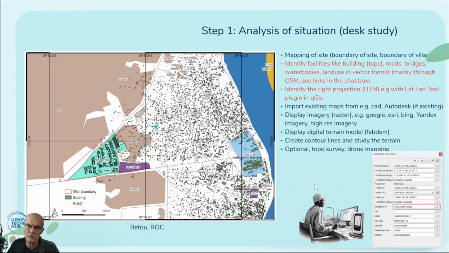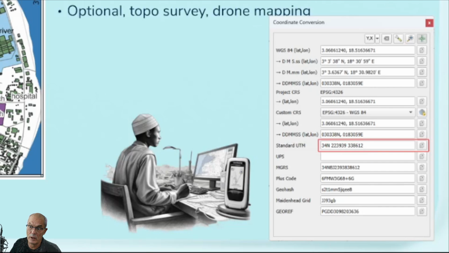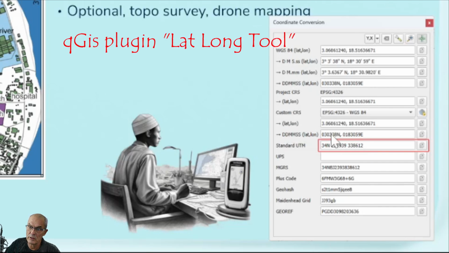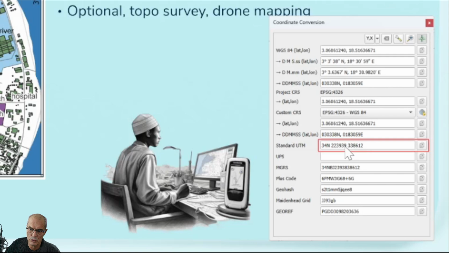And for that also, it's rather easy. There is a plugin in QGIS, which is called Lat Lon Tools. And through this plugin, you find the right metric projection for your location. From now on, you should set your QGIS software in metric projection, standard UTM, in that case for B2, 34 North.